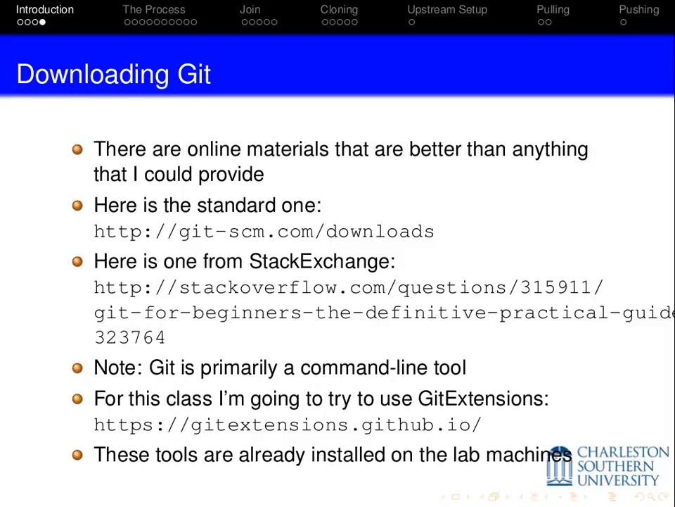Git is primarily a command line tool. For this class, I try not to expect y'all to know the command line or work with it, so we're going to use a GUI on top of it. And this time I'm going to try and use Git extensions, which is located here, to do most of the work. Now, unfortunately, there's going to be 1 or 2 times we'll have to jump to the command line. Just stick with me. It's not going to be too hard as long as you do it step by step. But these tools are already installed on the lab machines in front of you, and that's why I've asked you to log in.